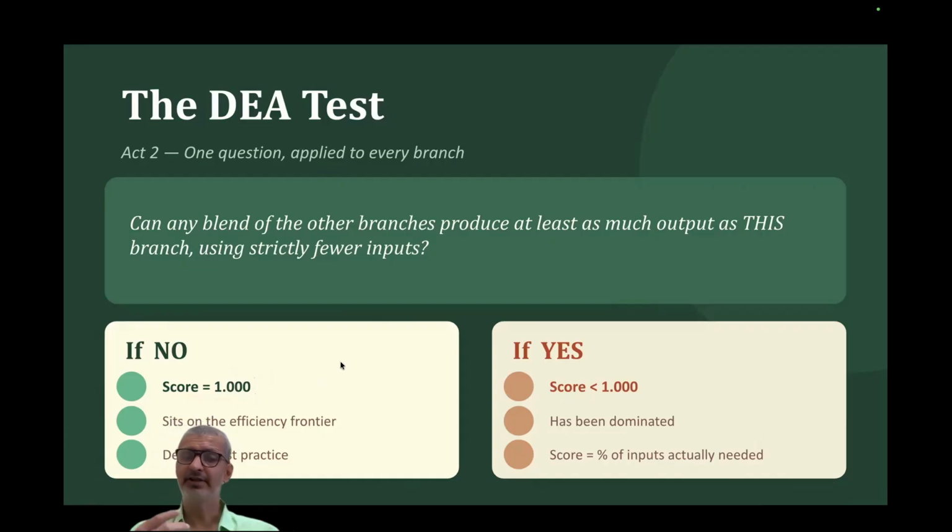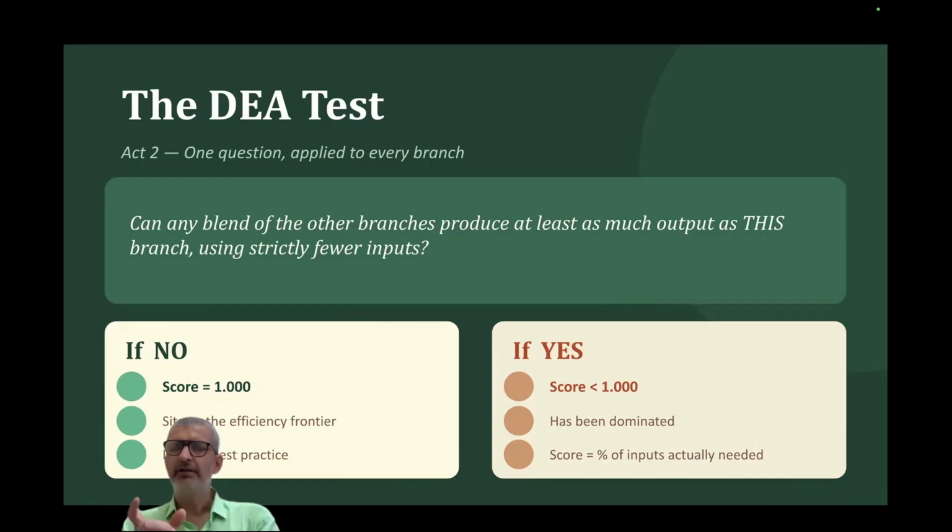If the answer is yes, there are other branches or there is a combination of other branches which produce the same amount of output with less number of inputs, then the score for that branch is less than 1.